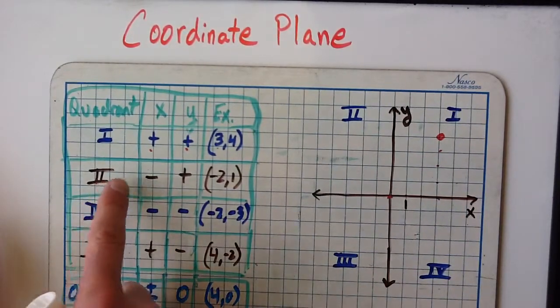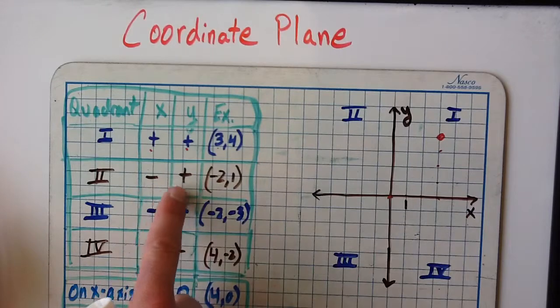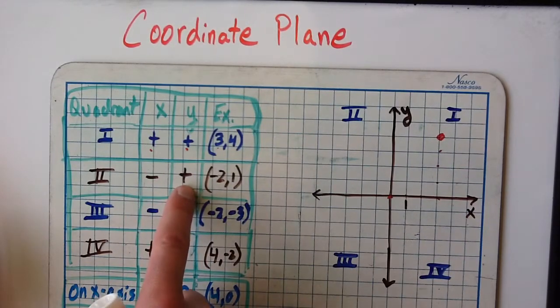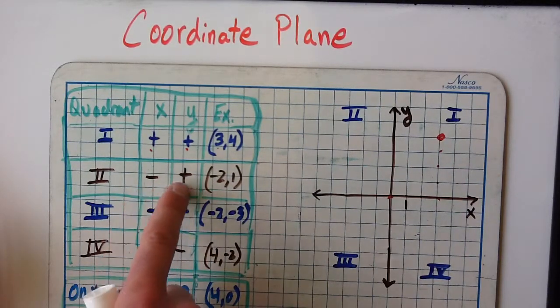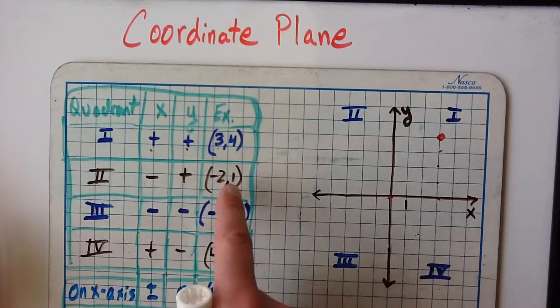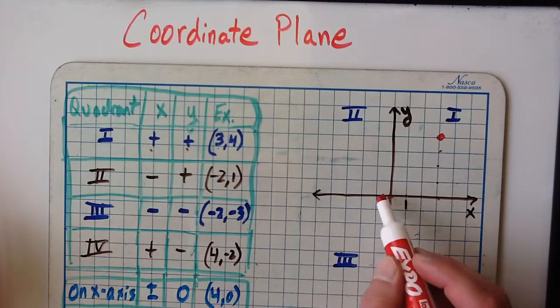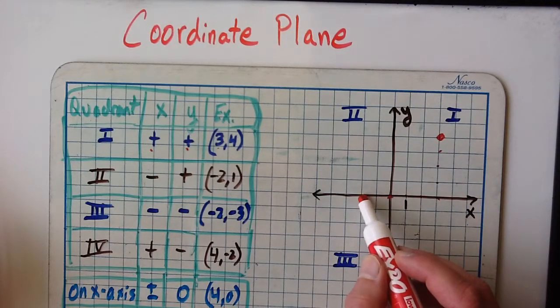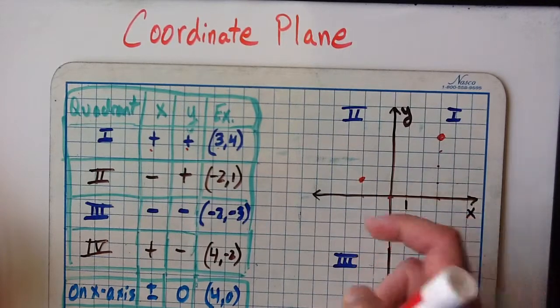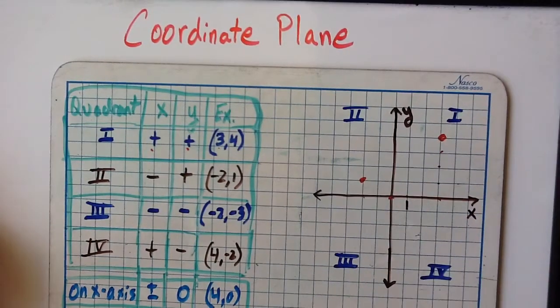In quadrant 2, the x value will be negative and the y value will be positive. Or you could say this tells me to go left and then up. Left because it's negative, up because it's positive. So let's do the point negative 2, 1. I always start from the origin. I'm going to go left 2, 1, 2, there's negative 2, and up 1. Okay, as you can see, that point is in quadrant 2.